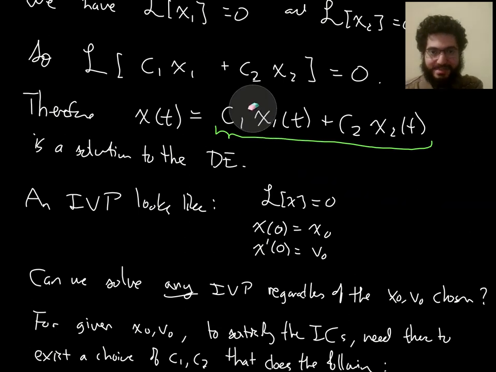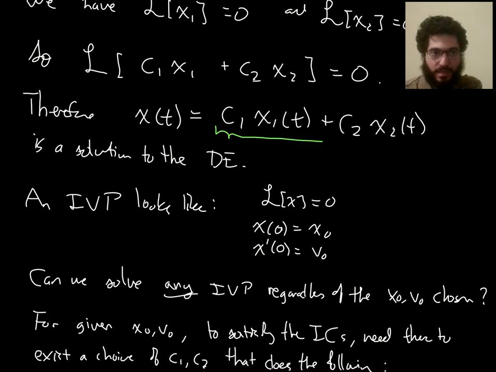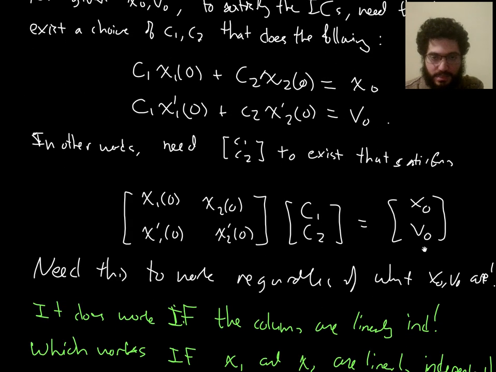So what I'm trying to say is, if x1 is a scalar multiple of x2, for example, then the general solution that I'm writing down here is not really general. It would just be a one-dimensional space of solutions, which is not sufficient for solving any initial value problem here. And that's something you would see when you go to actually try to solve an initial value problem. You would run into this issue of the columns being linearly dependent. So there are some choices of initial values where there's no C1 and C2 that work.